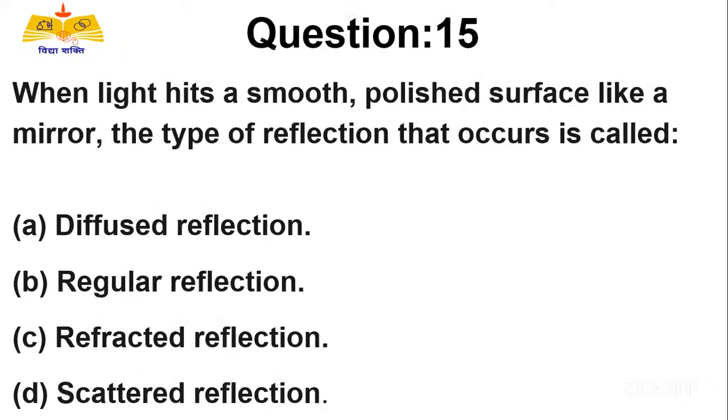Question number 15. When light hits a smooth polished surface like a mirror, the type of reflection that occurs is called A. Diffused reflection, B. Regular reflection, C. Refracted reflection, D. Scattered reflection. A, B, C, or D? Right. When light hits a smooth polished surface like a mirror, the type of reflection that occurs is called.